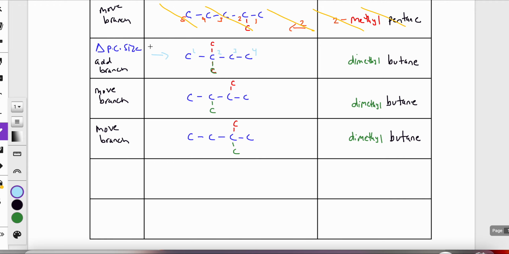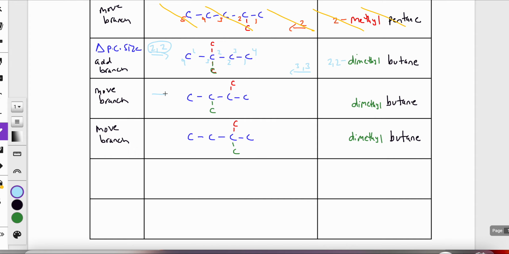Red branch is on carbon 2. The green one is also on carbon 2, left to right. Going back right to the left, the green carbon is on carbon 3, and the red carbon is also on carbon 3. So when you look at the way this is drawn, 2,2 is definitely the better one because it's the lower combination. So we have 2,2 dimethyl.